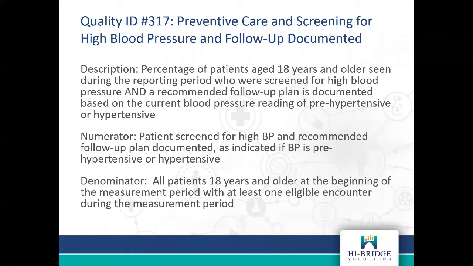Okay, so then we have the next quality measure, ID 317 for preventive care. Percentage of patients age 18 and older seen during the reporting period who were screened for high blood pressure, and a recommended follow-up plan is documented based on the current blood pressure reading of pre-hypertensive or hypertensive. So that's where that code that Selena talked about comes in, the R03, is it, Selena? That you can identify those patients who may be tracking with elevated blood pressure readings but have not yet been diagnosed as hypertensive, so that you can provide that lifestyle counseling that she was talking about. And we also want to make sure that the numerator criteria are met, that not only is the patient screened, but also that you document the follow-up plan.